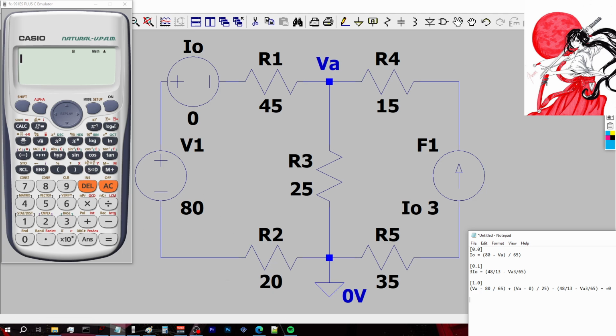Let me make sure I'm doing good on time here. Yep, we are. Okay, let's go. All right, let's simplify. So we're going to have VA minus 80 divided by, well, hold on, my bad. We're going to have VA over 65, VA over 25, and VA over 65, or VA3 over 65.